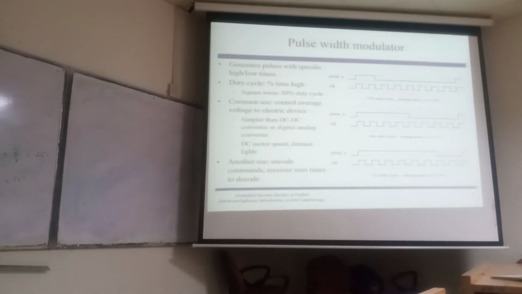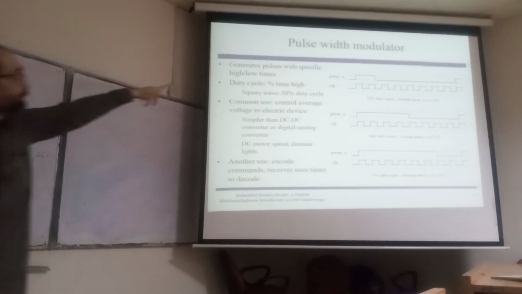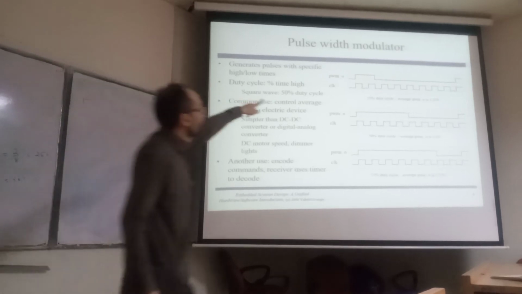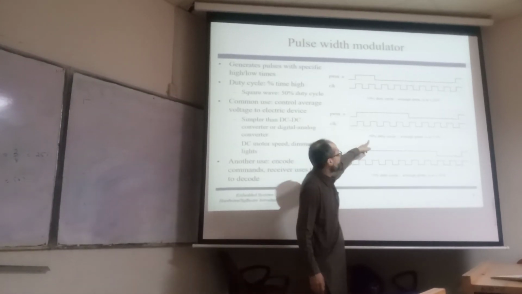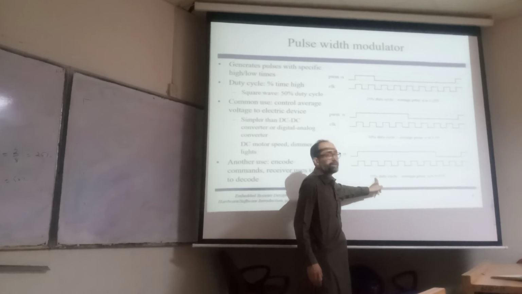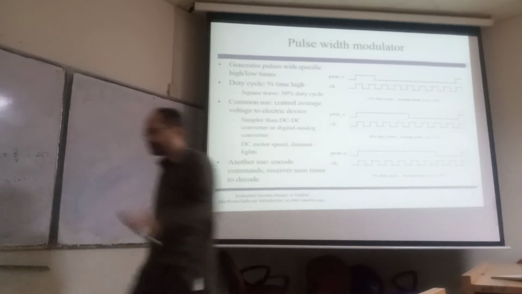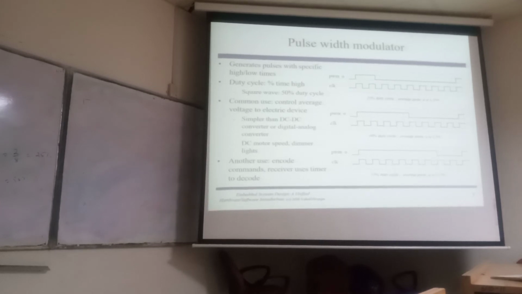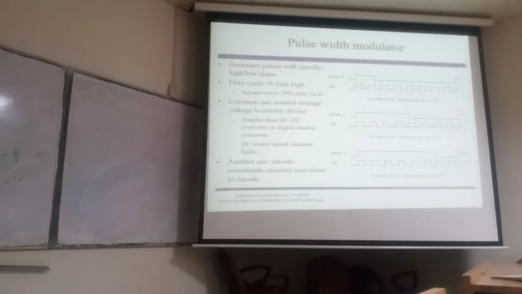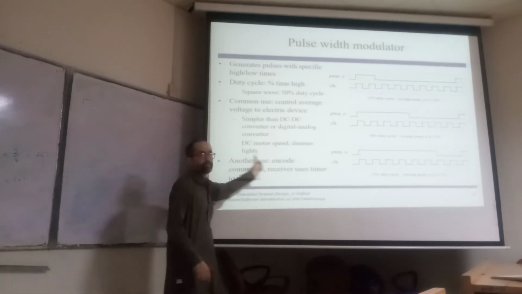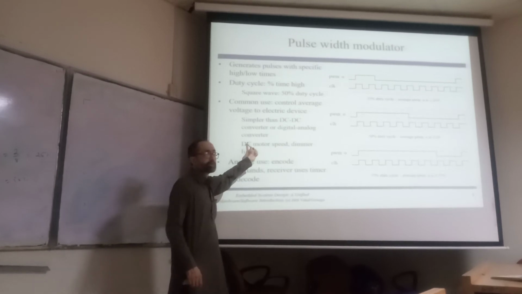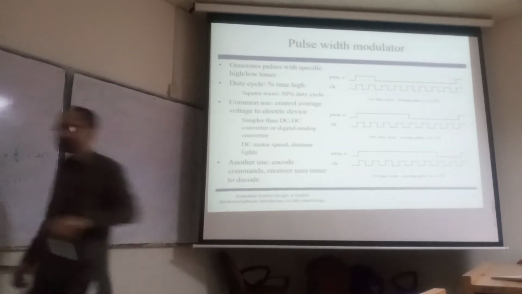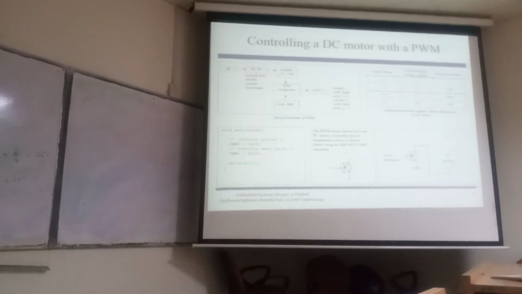What is the advantage of the PWM signal? Now you understood with this that there is a PWM with 25% duty cycle, a PWM with 50% duty cycle, and a PWM with 75%. So the common use is to control the average voltage to electric devices. One example is to control the DC motor speed. I will explain in my next slide how we can control the DC motor speed.